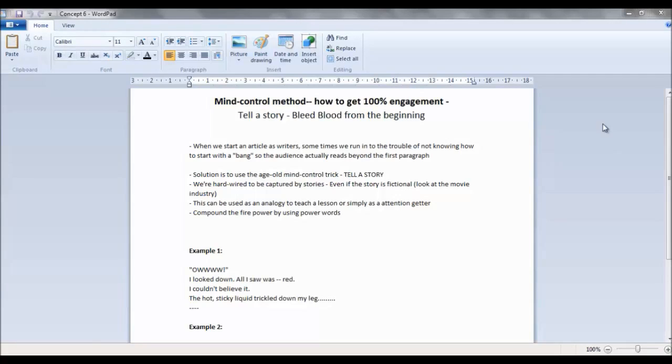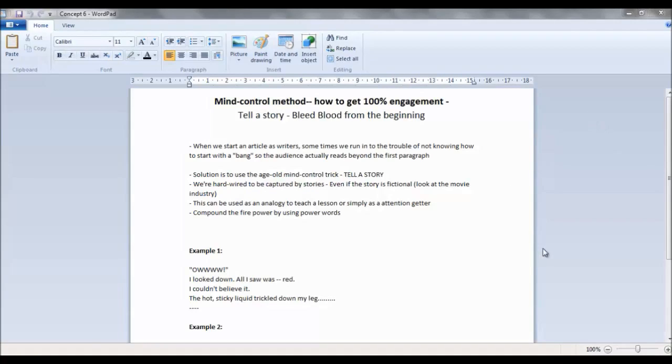So the solution is to use the age-old mind control trick of telling a story. We're hardwired to be captured by stories, even if the story is fictional. I mean, look at the movie industry, right? Stories are a multi-billion-dollar industry. This can be used as an analogy to teach a lesson, or simply as an attention getter. Now, you can basically use the power word technique alongside, well, I actually merge the two concepts together and make it something that is dynamite. So write your stories with power, so to speak.